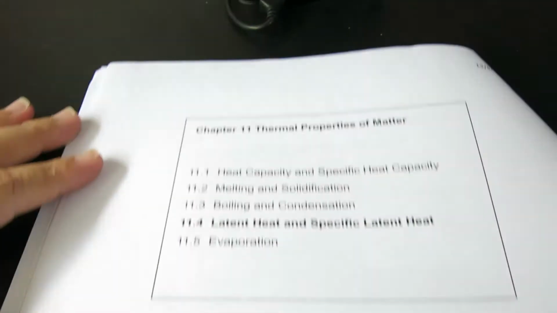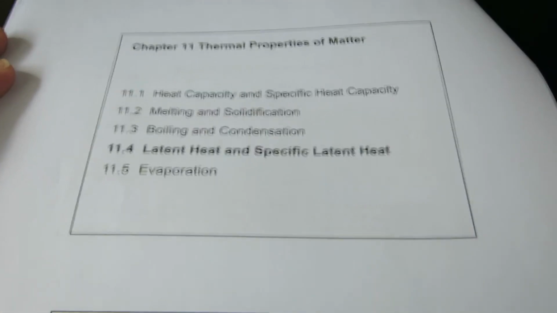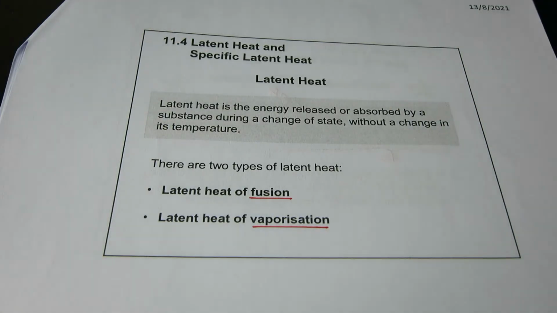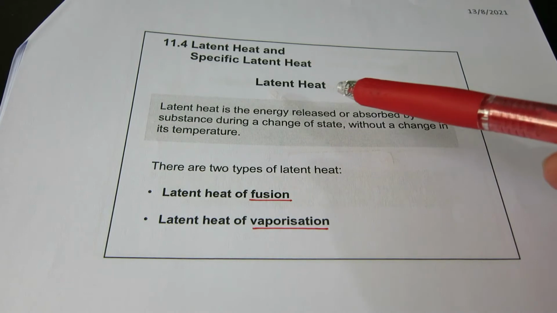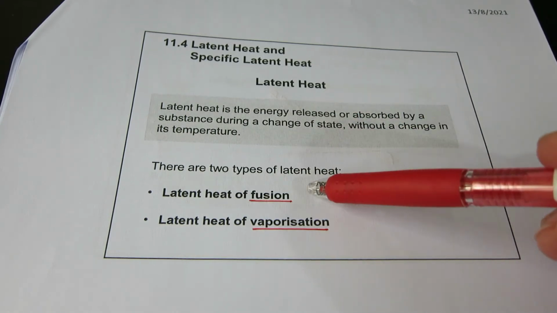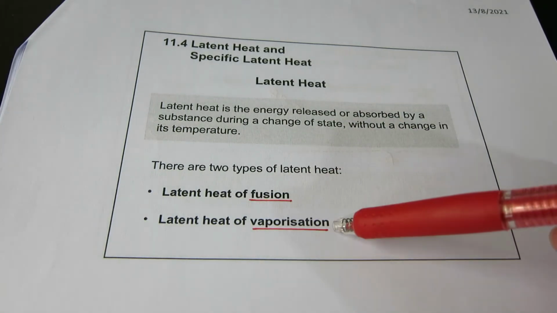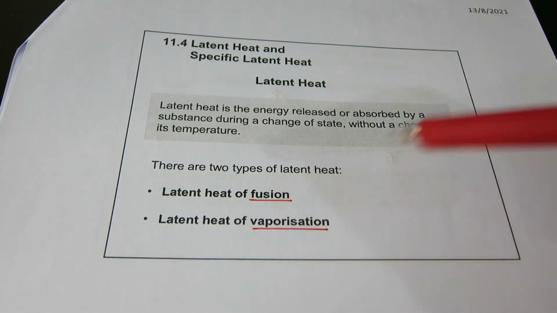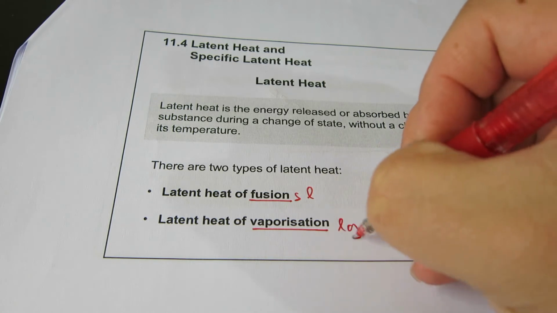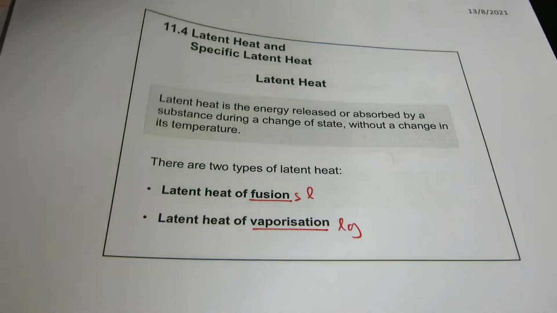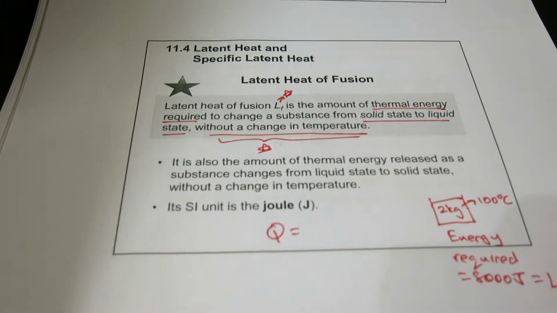Which brings us now to our new portion, which is called latent heat and specific latent heat. So let's discuss latent heat of fusion and specific latent heat. Now, there are two types of latent heats. We call them fusion and vaporization. You should know by now which states are entailed: this one solid and liquid, this one liquid and gas. So let's find out what latent heat of fusion is.